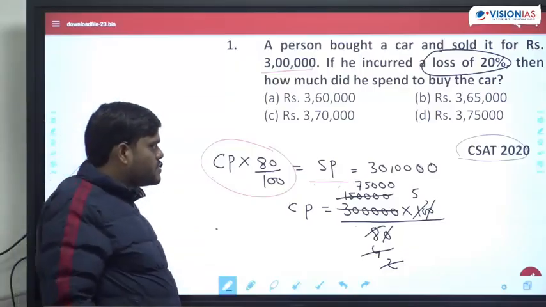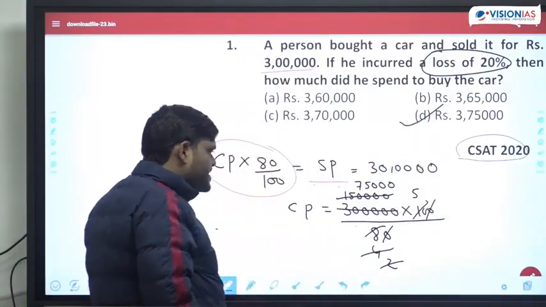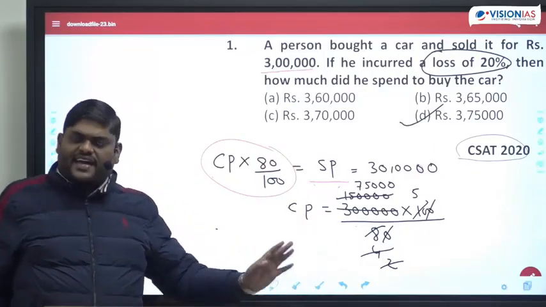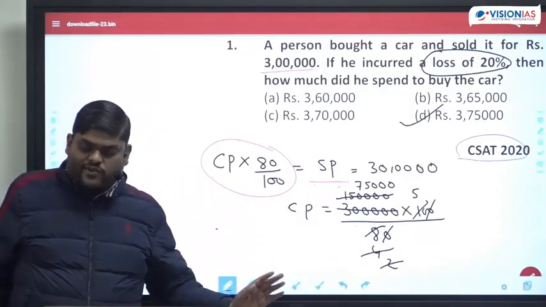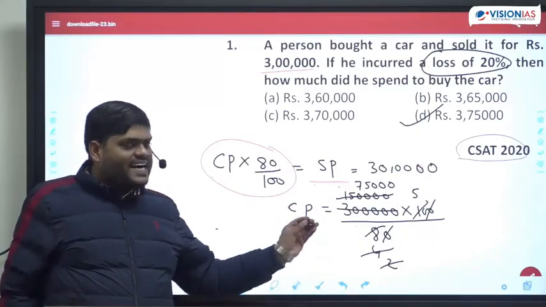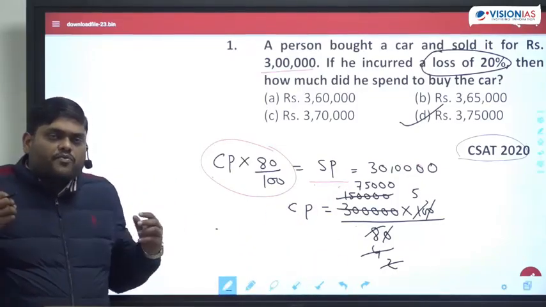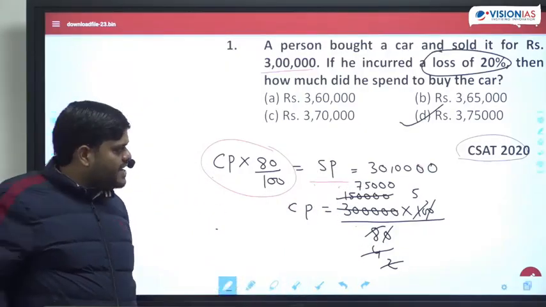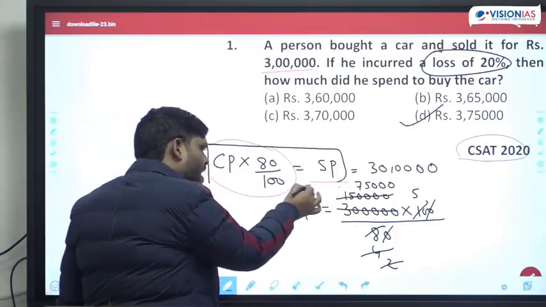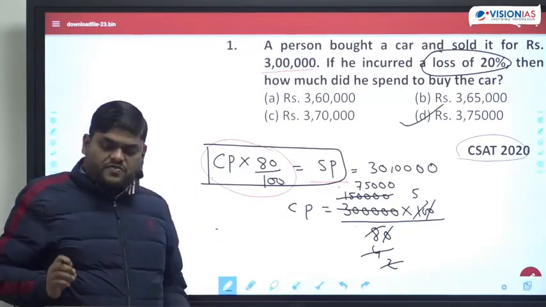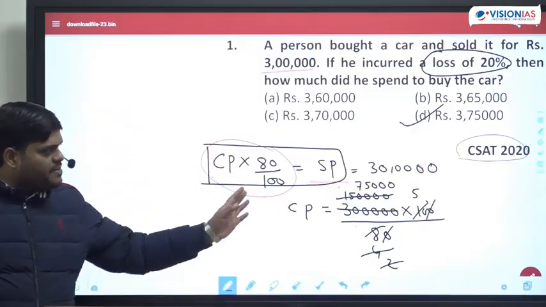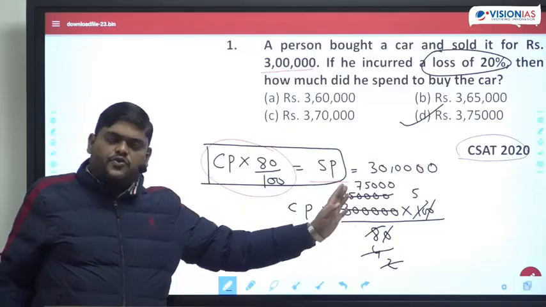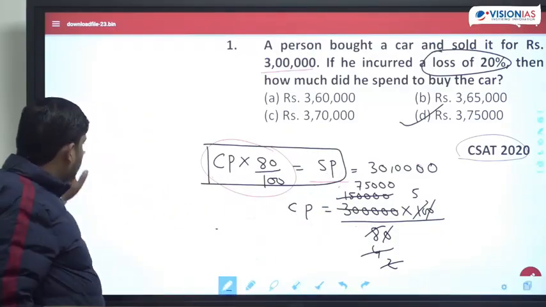Rupees 3,75,000. D is the correct answer. Whosoever was getting A, please check what mistake you have made. There is no problem in marking the wrong option. It's fine here right now. But you have to see what mistake you are making, where exactly the problem is. Answer is fine, but see whether you are able to understand this part or not. This is the most important part which we have discussed in the last few classes. And if you remember this, you can easily solve this question, and you can check how easy the question was if you know the concept.